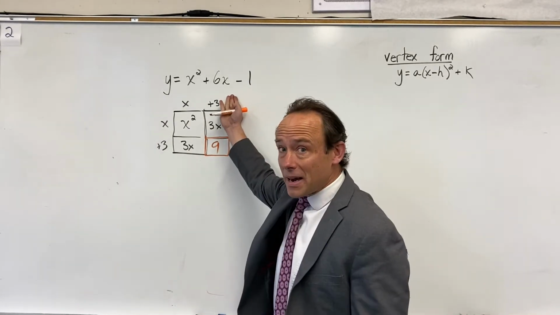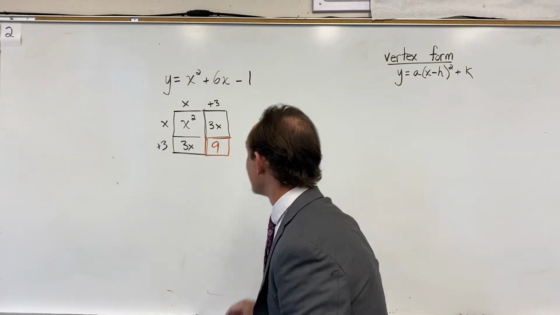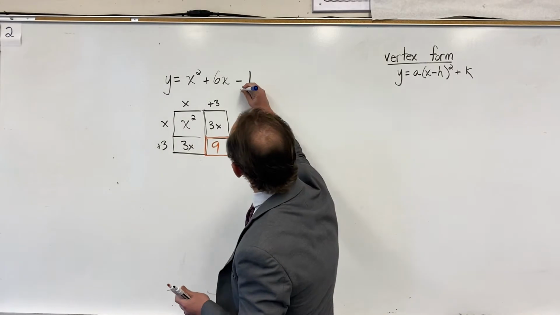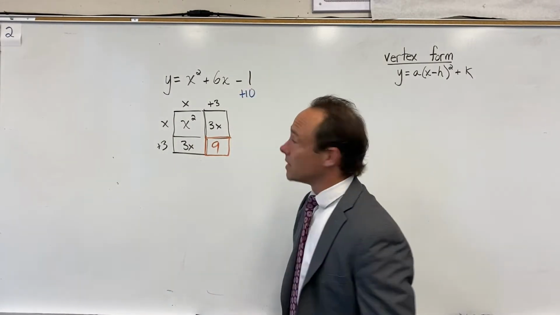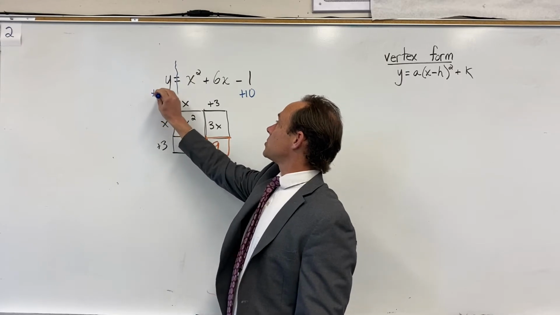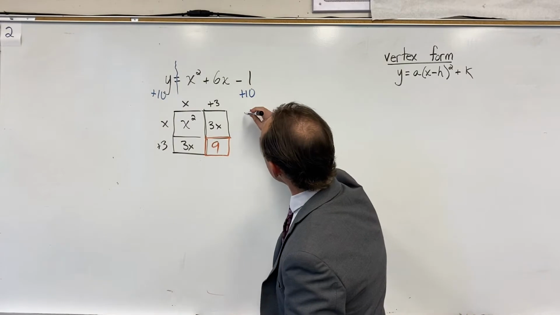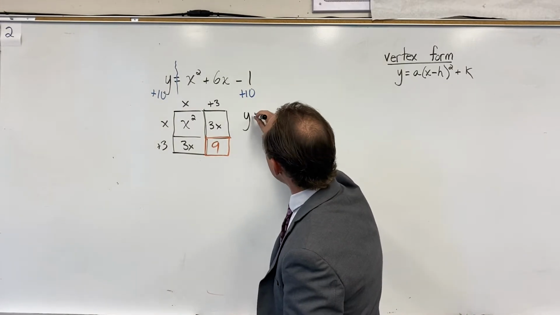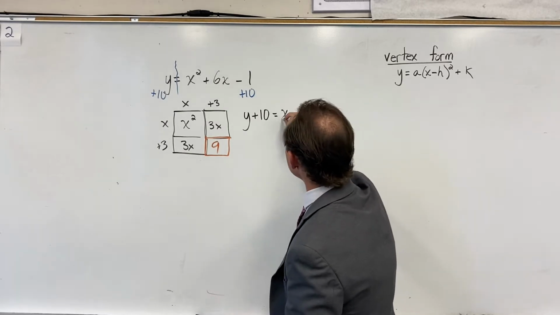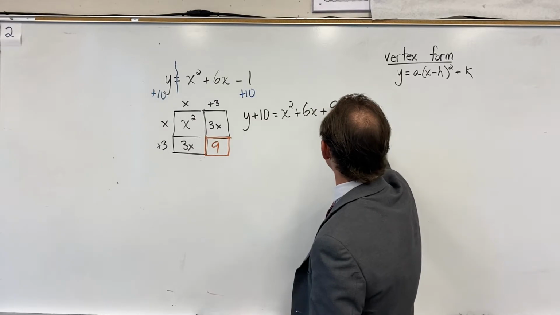Well, we have minus 1, not 9. No problem. Let's just add 10. Plus 10. Now, whatever we do to one side of an equal sign, we must do to the other side as well. So let's go over here. And now we have that y plus 10 is equal to x squared plus 6x plus 9.